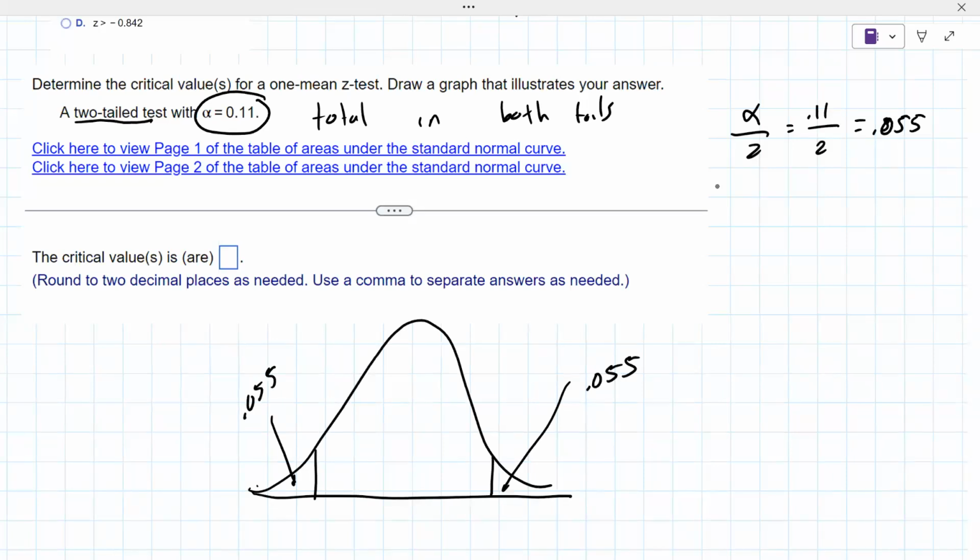Now in software, you can go and look up the z values such that there's 0.055 in the tail, or you can use this table. What do you think you'll end up doing in class?